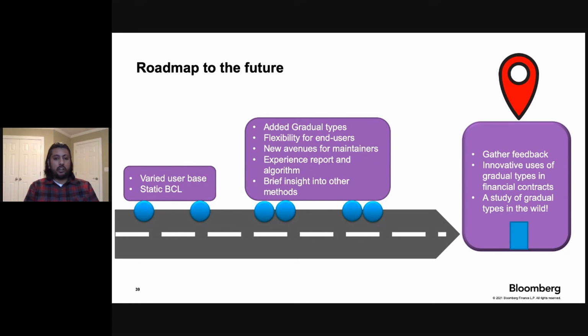To further this cause, we intend to gather feedback on how our users and maintainers use gradual types. We believe that we would be able to find new and novel ways in which we can apply gradual types to the whole domain of financial contracts. We would like to come up with a more detailed paper armed with such data as to how gradual types are being used by our users, and even come up with various other applications of gradual types in our domain as well.